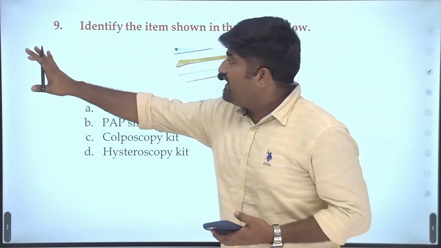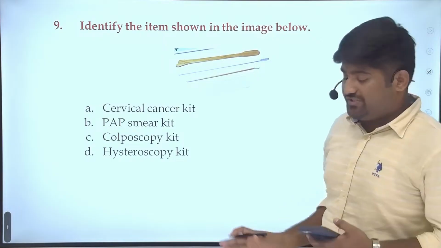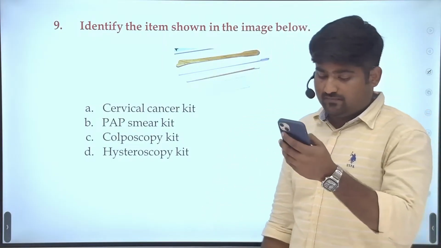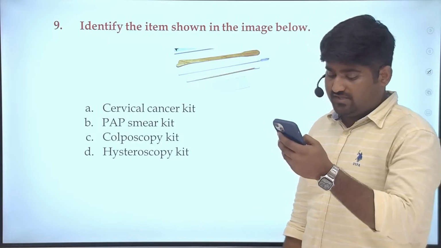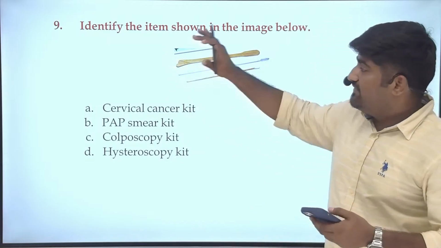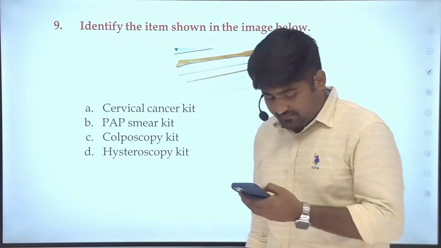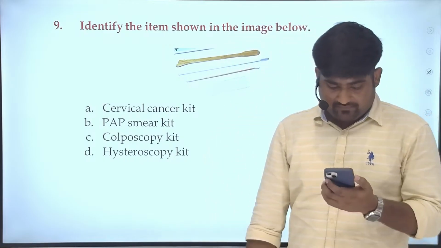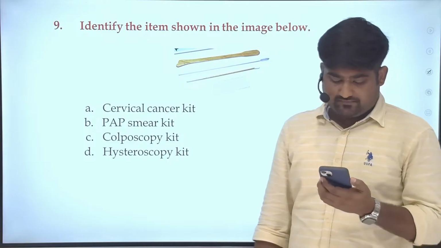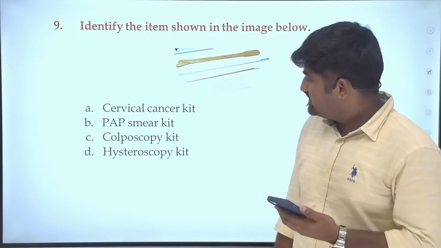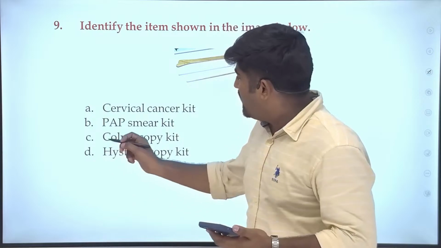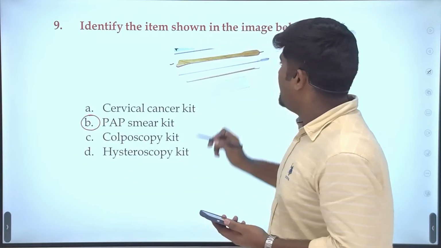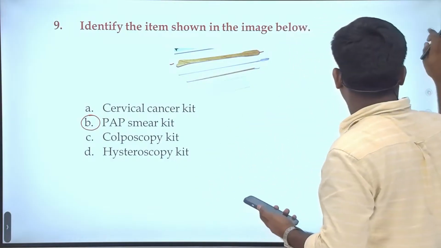Identify the item shown in the image. I will explain. Identify the instrument. So it is easy, right? You will all answer: that is a pap smear kit. This is an Ayre spatula.